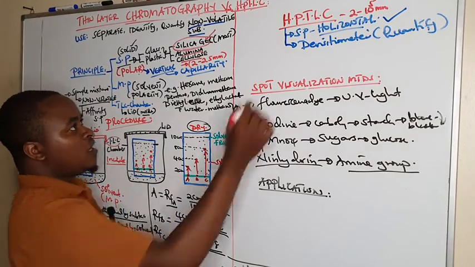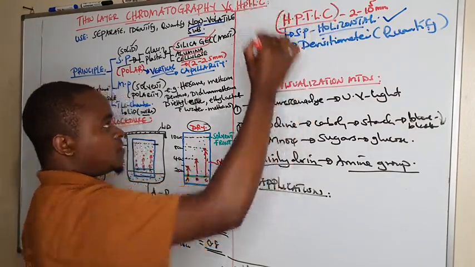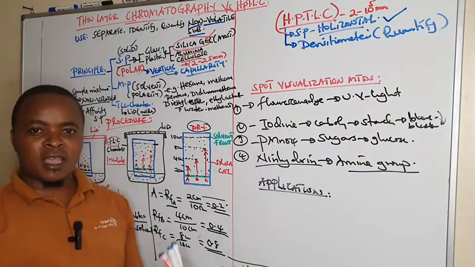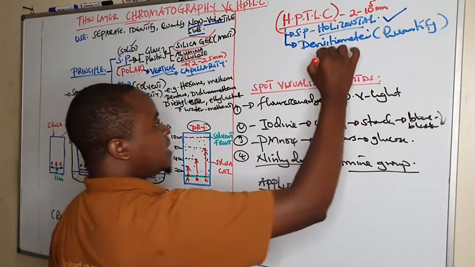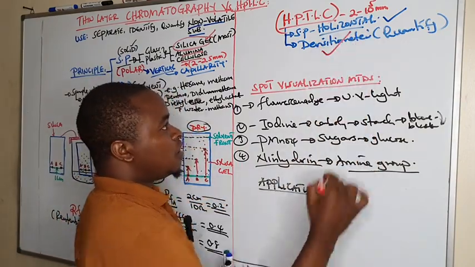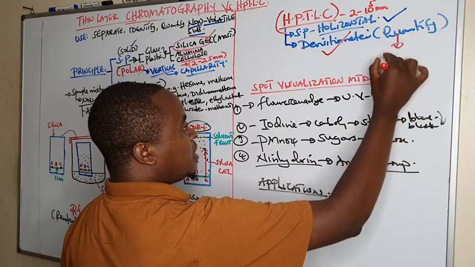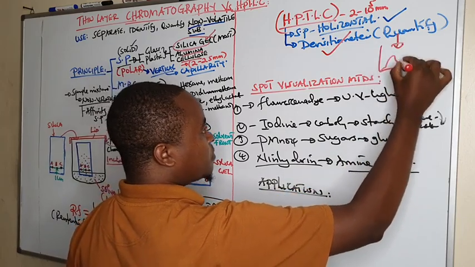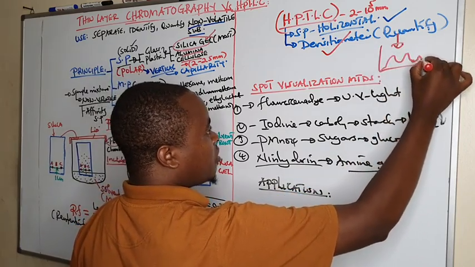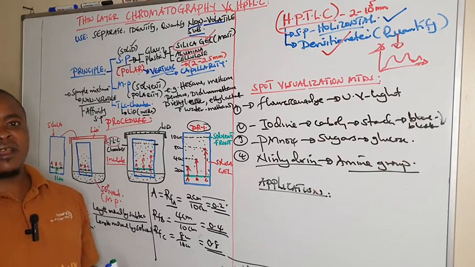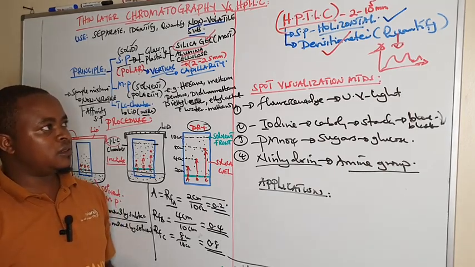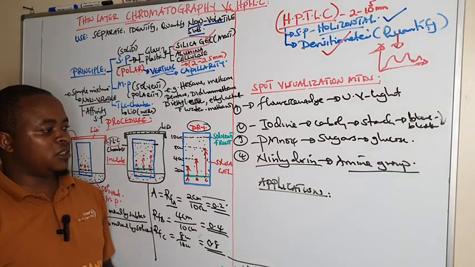But with the involvement of high-performance thin layer, we are currently using a densitometer to quantify and get our record in the form of a graph, and we are able to quantify by looking at the area under the peak. That is what we can tell you.